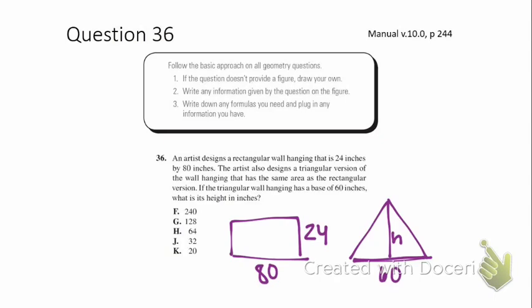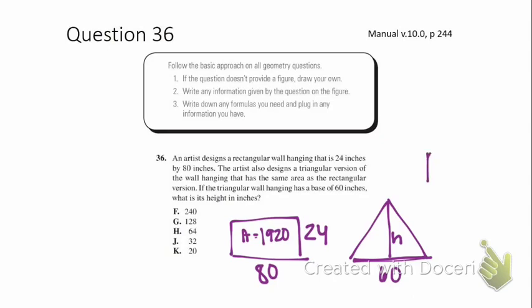We need to know the area of a rectangle, which should be a simple one. That's just length times width. So if I take 80 times 24, that gives me an area of 1,920, which they told me is the same area of the triangle.